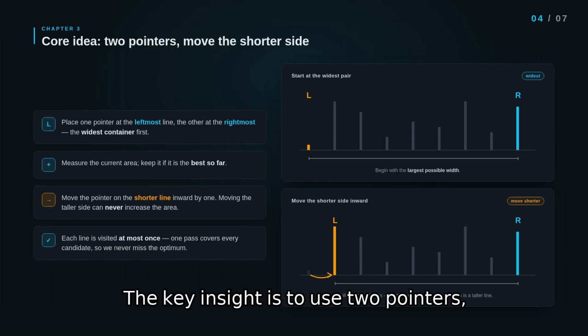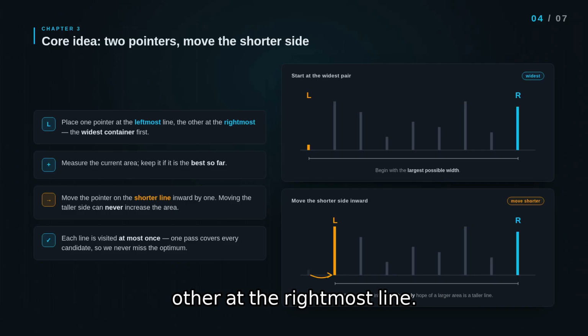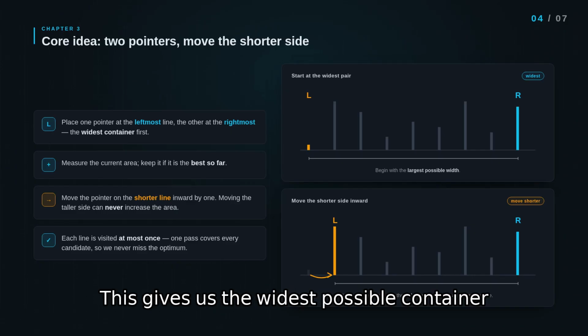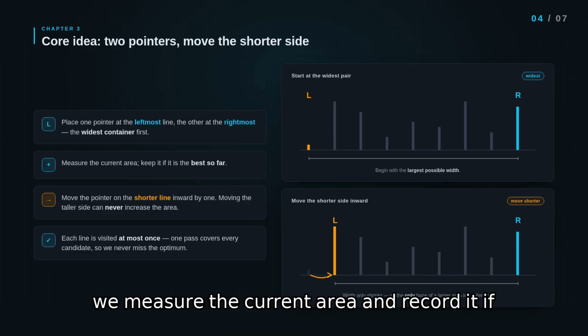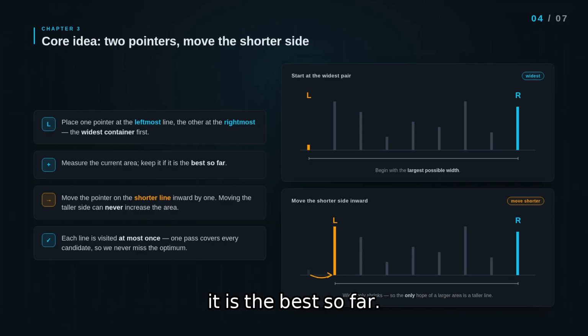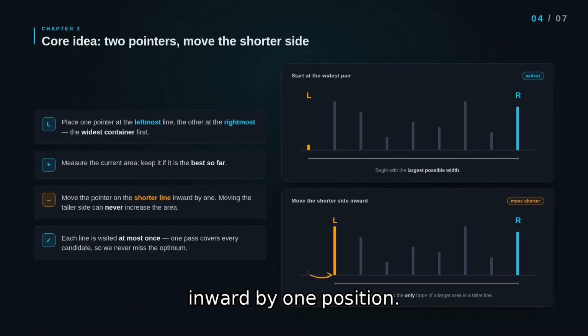Core idea. The key insight is to use two pointers, one starting at the leftmost line and the other at the rightmost line. This gives us the widest possible container right away. At each step, we measure the current area and record it if it is the best so far. Then we move the pointer on the shorter line inward by one position.